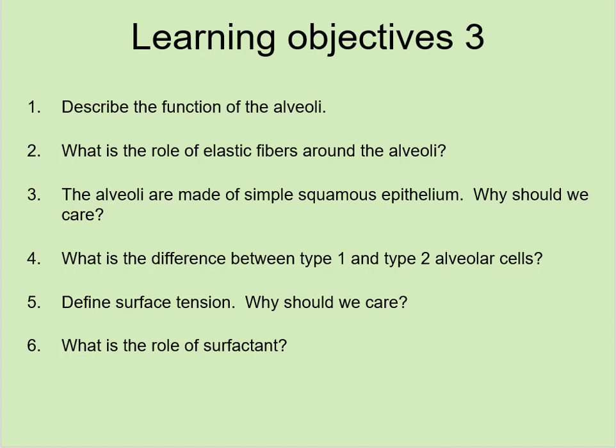This is video number 3 in the series on the respiratory system. So here are our learning objectives. We want to describe in more detail the alveoli, the overall function of it, as well as the presence of these elastic fibers, the overall histology of it. We want to look at these type 1, type 2 alveolar cells. So learning objectives 1 through 4 are all looking at the alveoli itself. Number 5 is describing surface tension also within the alveolus, as well as the role of this thing called surfactant, which ties into learning objective number 4. So let's get into it.